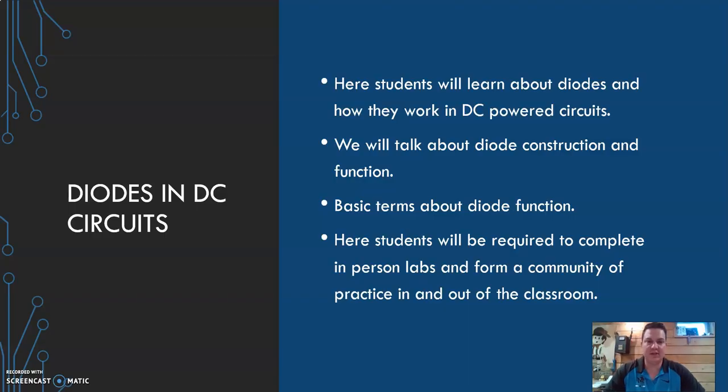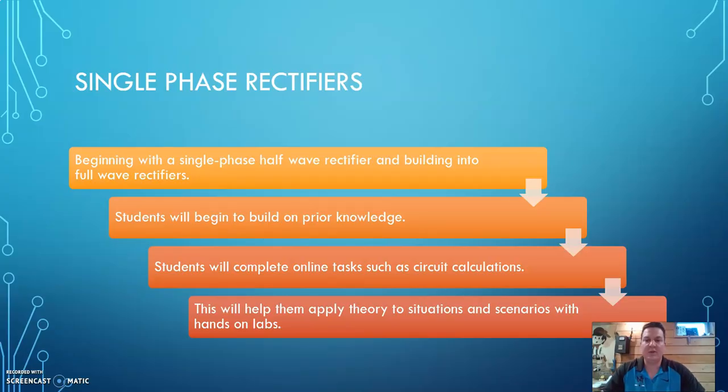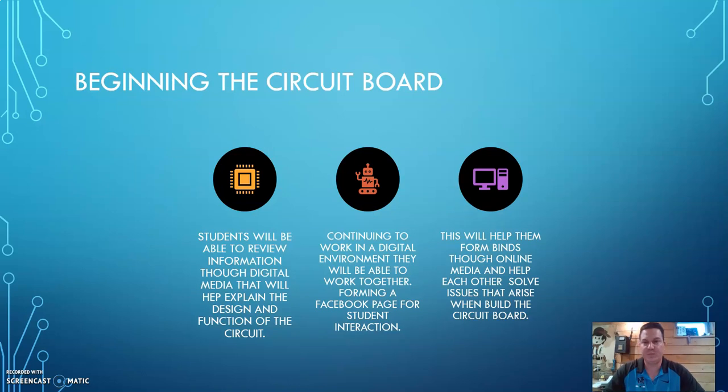So diodes and DC circuits. Here students will learn about diodes and how they work in DC powered circuits, which is the base level of how diodes function. Essentially, they work like a check valve. They only allow current to flow in one direction, and their bias is determined by the voltage applied to them. Beginning with the single-phase half-wave rectifier and building into full-wave rectifiers, students will begin to build on prior knowledge. Students will complete online tasks such as circuit calculations and also lab reports. This will help them apply theory to situations and scenarios with the hands-on learning.